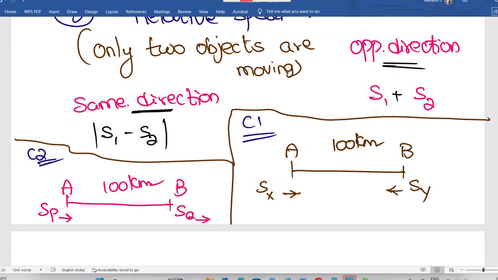Case 1, right? Because they are traveling in opposite directions, it will take less time to meet. My dear friend, distance is constant here. Compared to the second one, the first one's time is less. Time less means speed must be more. That's why you are adding.